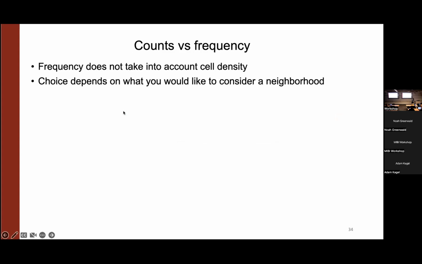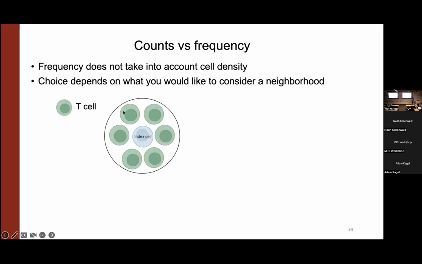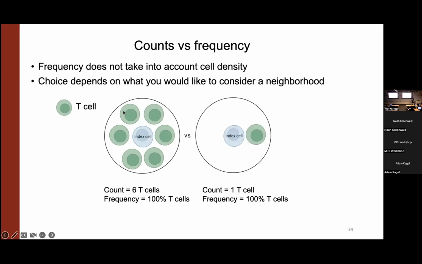The difference between the two is that frequency does not take into account cell density. And the choice whether you want to use counts or frequency just depends on what you think are different neighborhoods. So for example, if we're looking at this index cell and the black circle indicates some radius around the index cell, and we were to simply count the number of cells around the index cell, we would have, for instance, 6 T cells, and the frequency would be 100% T cells because there are no other cells surrounding it. If we compare that with this case where we have just 1 T cell in the radius, and no other cells surrounding it, the frequency of these two cases looks the same because they're both 100% T cells, but the count is different.